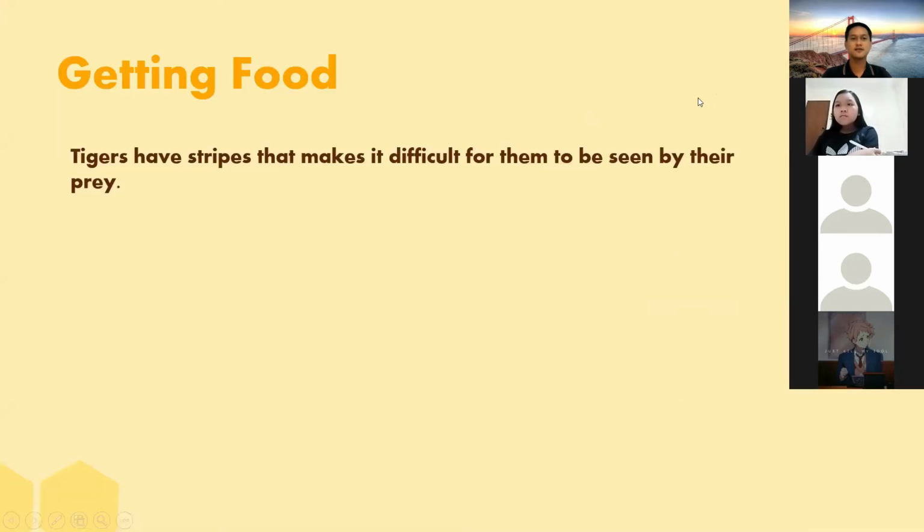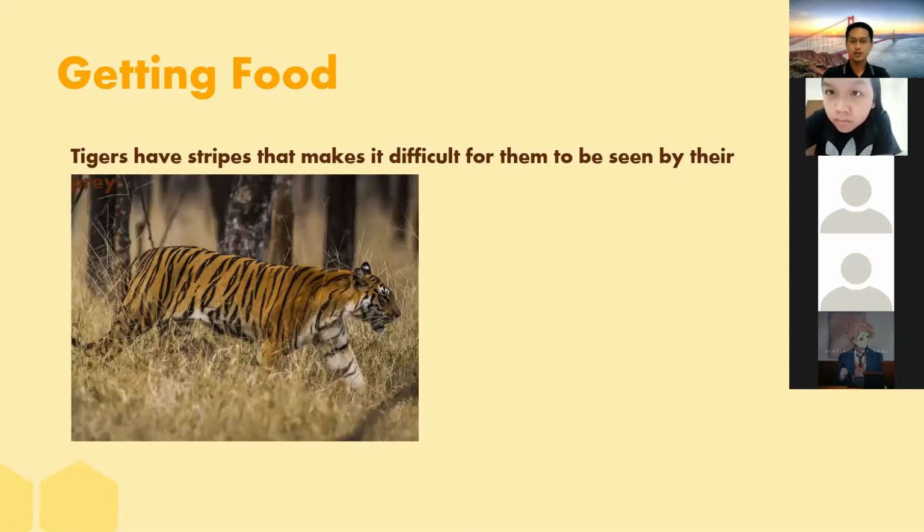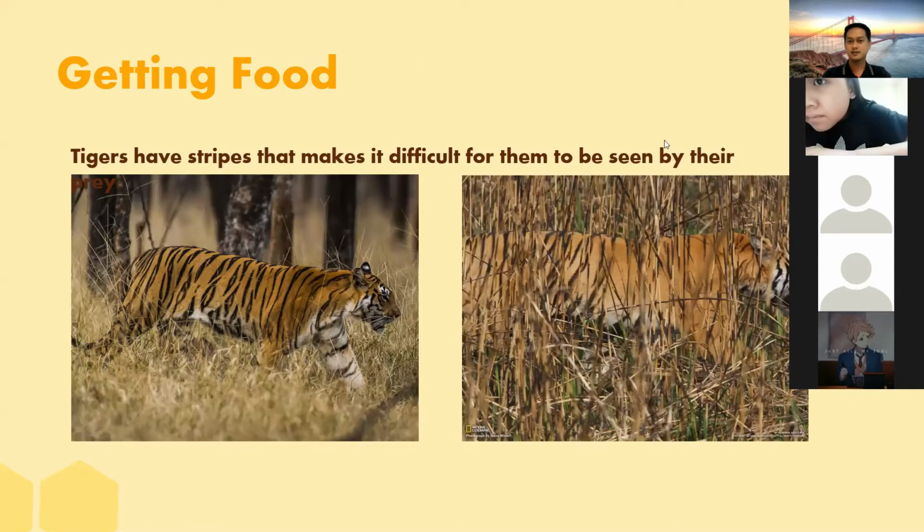Next. Also in getting food, tigers have stripes that make it difficult for them to be seen by their prey. The tiger's stripes enable them to hide themselves when they are looking for their prey. Here's another example or picture of a tiger. It helps them hide themselves, okay? Their stripes help them hide so that their prey cannot see them.